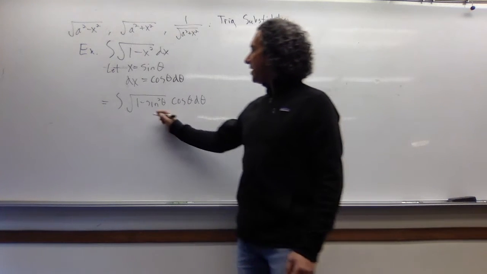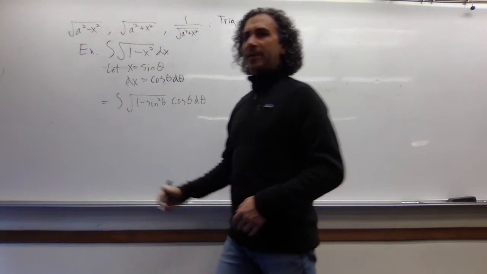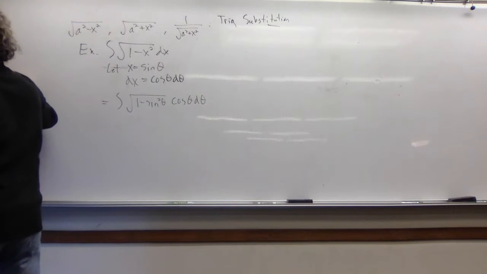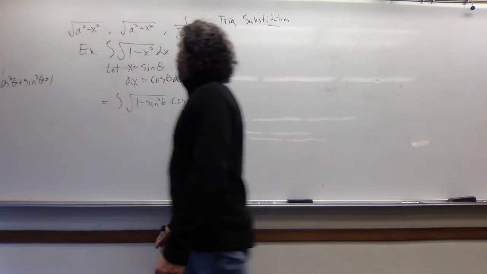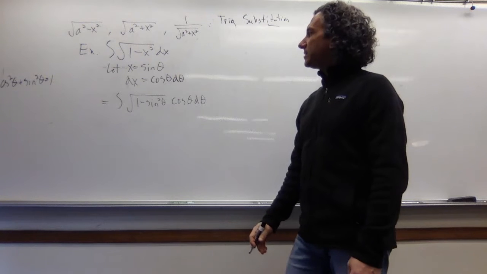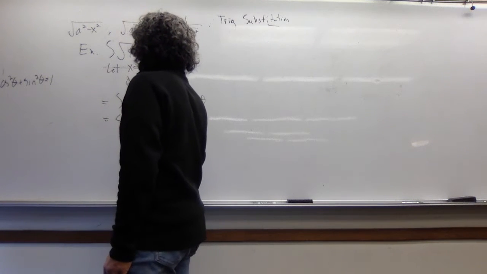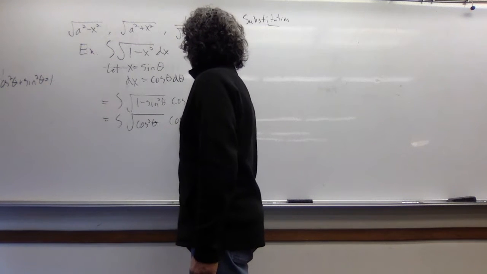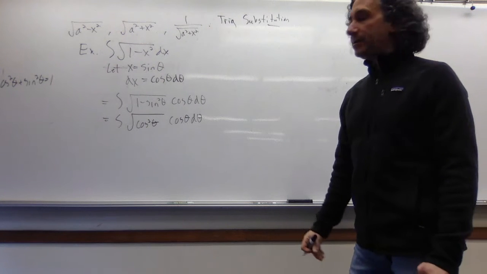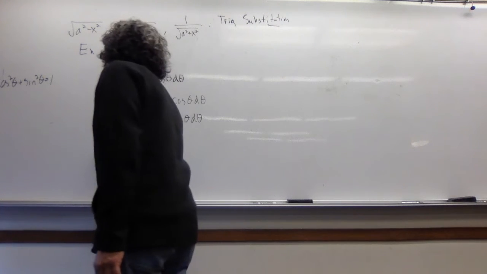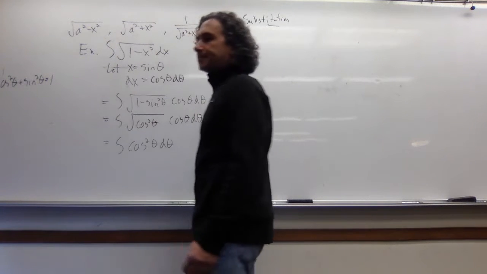Hopefully you said to yourself that 1 minus sine squared theta is cosine squared theta, right? Because we have that cos squared theta plus sine squared theta is 1. So 1 minus sine squared theta is cos squared theta. So this is the integral of the square root of cos squared theta times cosine theta. The square root of cos squared is going to be cosine, and times another cosine is cosine squared theta d theta.